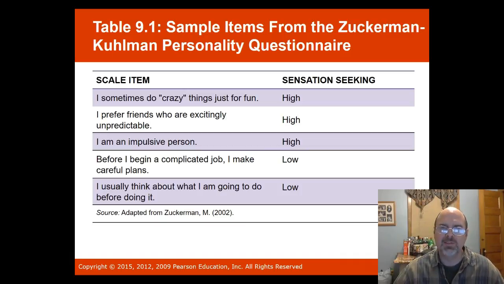Zuckerman's personality questionnaire looks at these items. Sometimes I do crazy things just for fun. That would be an example of what we're talking about. I prefer friends that are excitingly unpredictable. I'm impulsive. Or if I'd be low, it'd be: before I begin a complicated job, I like to make careful plans. I usually think what I'm going to do before doing it. So that would be the opposite.